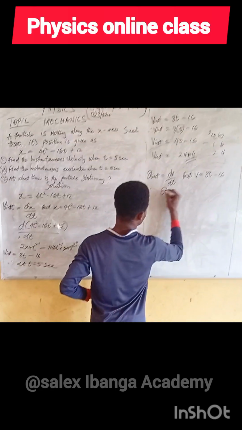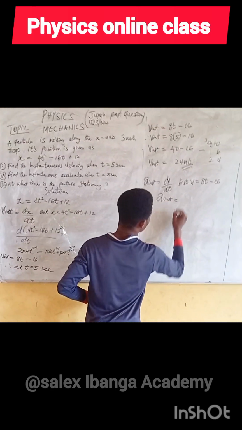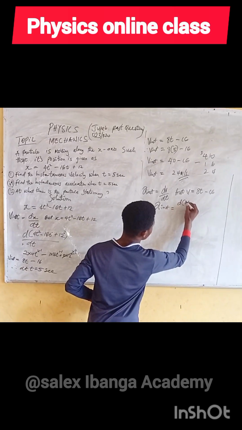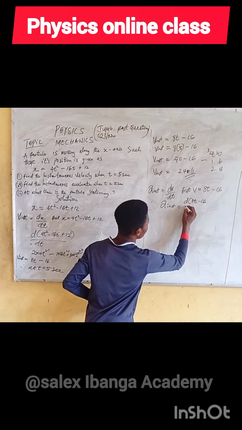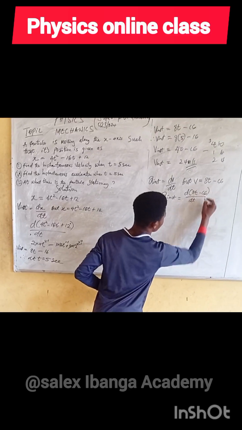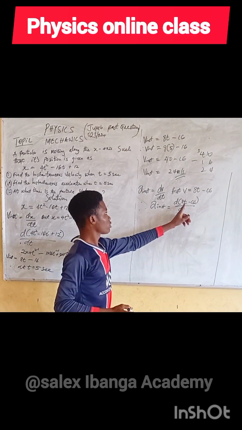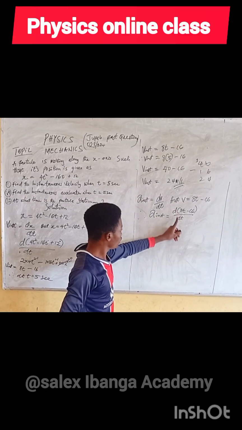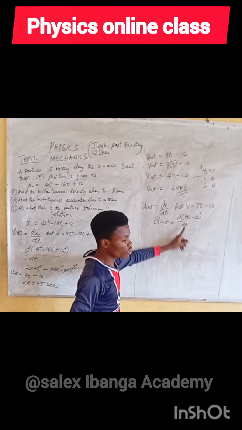Our a instance will be now equals to d of 8t minus 16, divided by dt. So from here, you differentiate. That is the second derivative. dv, differentiate this with respect to time.